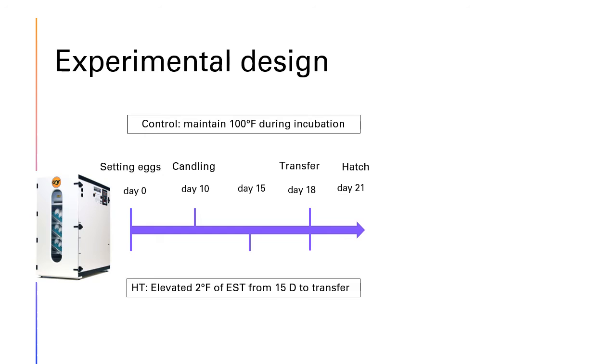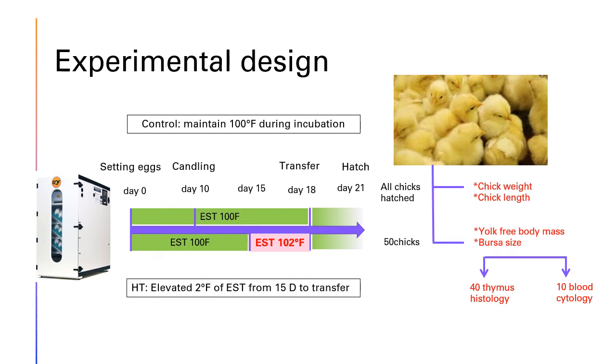Two groups of eggs were set in identical tabletop incubators. The incubation temperature for the control group, measured by actual temperature, was maintained at 100 Fahrenheit. The heat-treated group temperature was increased by 2 degrees after 15 days, at the transfer. After transfer, we tried to maintain similar conditions for both groups and kept them near 100 Fahrenheit or slightly lower than that. After hatching, all chicks were bulk weighed to calculate average chick weight and yield.